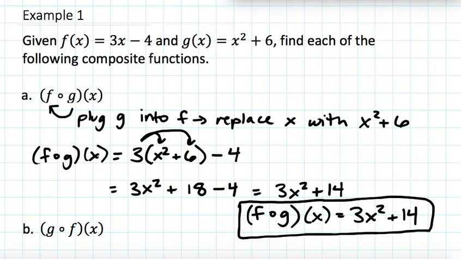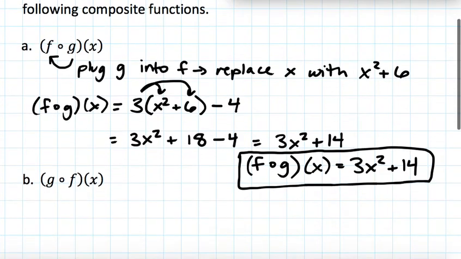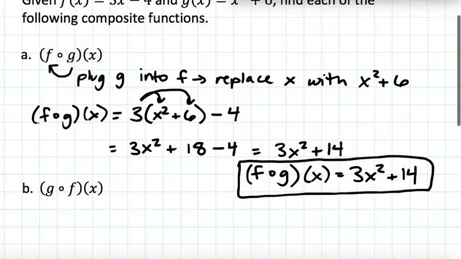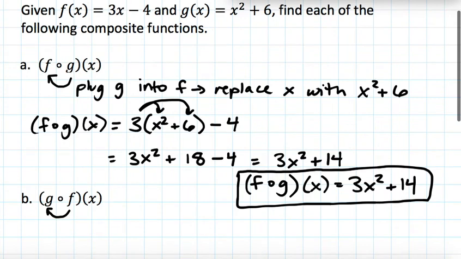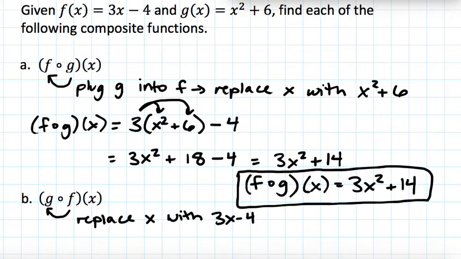Now for part B, I'm going to do it the other way around. Instead of plugging g into f, now I'm going to plug f into g. And what you're going to see here is that they're not the same. The order in which you're plugging them in makes a difference. So for this one, I'm going to start with my function g, x squared plus 6, and I'm going to replace the x in that function with 3x minus 4. So I'm plugging f into g.